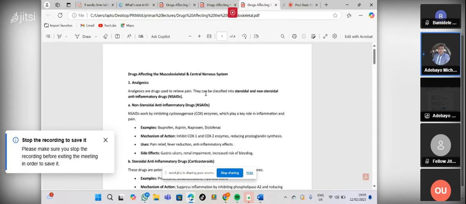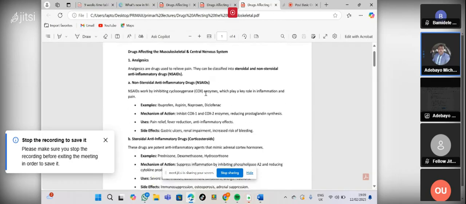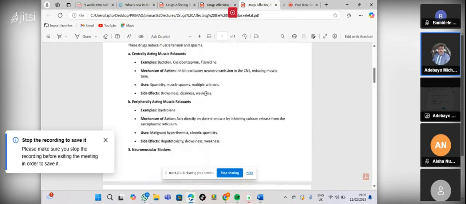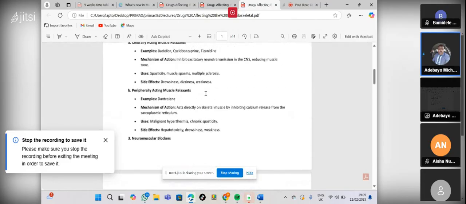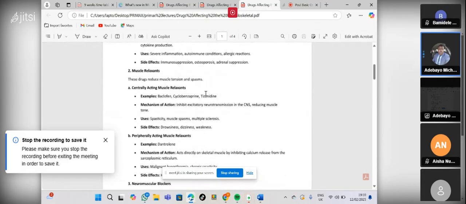I will advise us to kindly jot, because a lot of things that I'm going to be saying here might not be on this projection, but if you can jot, it will be very, very beneficial.